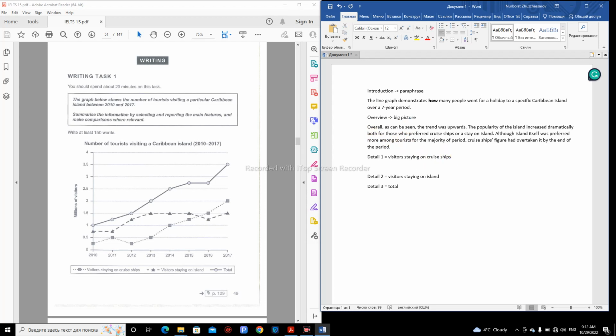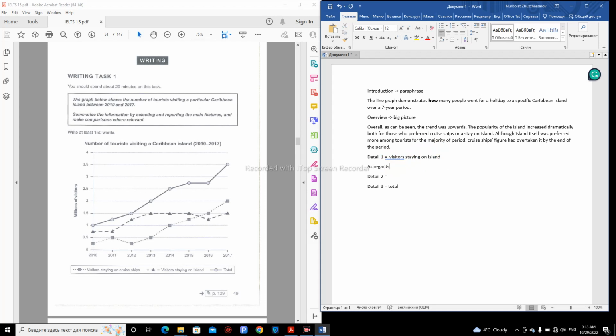And now I have to basically take a microscope and talk about the visitors staying on cruise ships. So if you check here, I think it would be much better if we talk about visitors staying on island first, as it would make more sense. Actually, you will see it later.